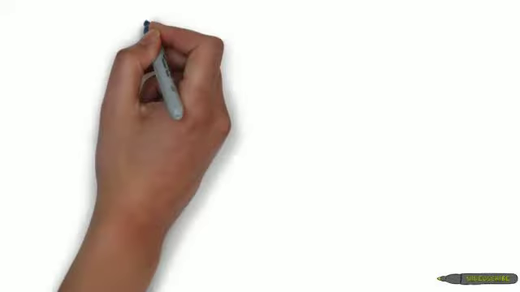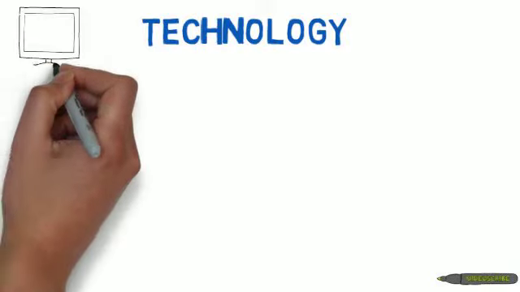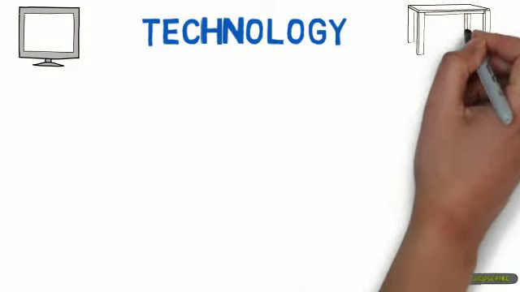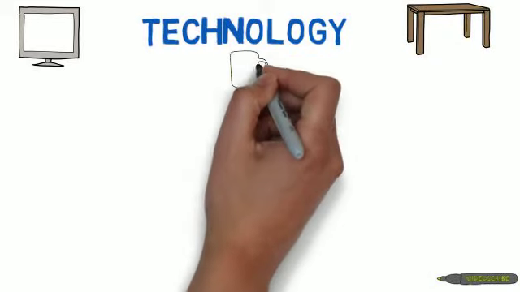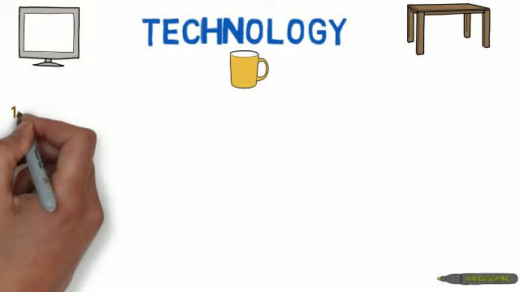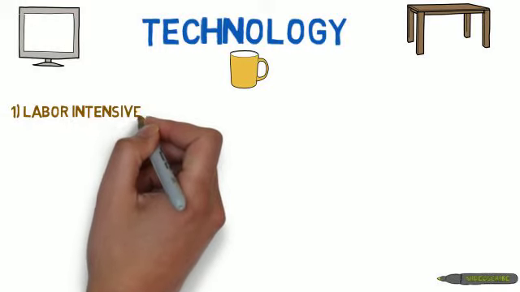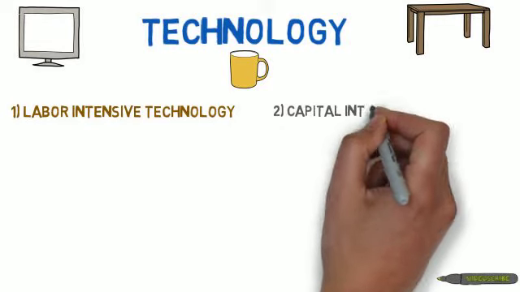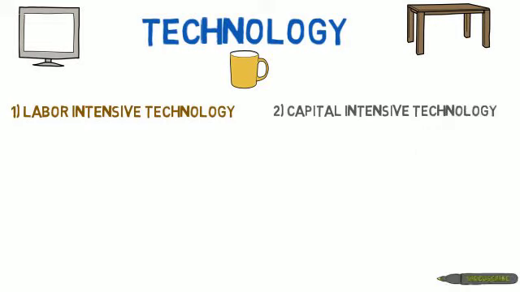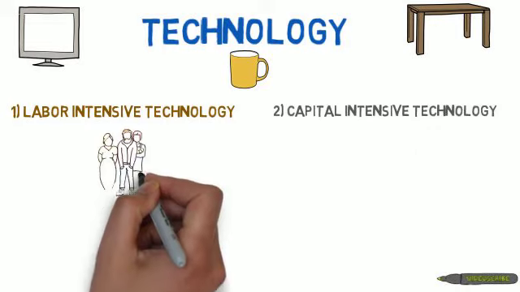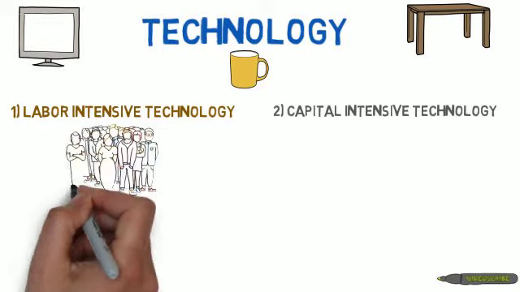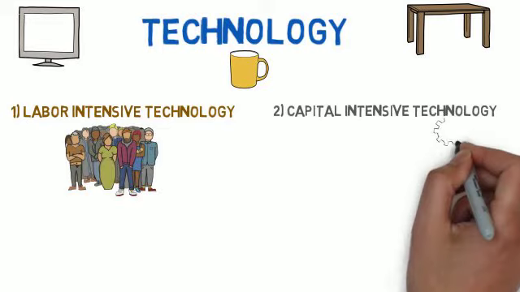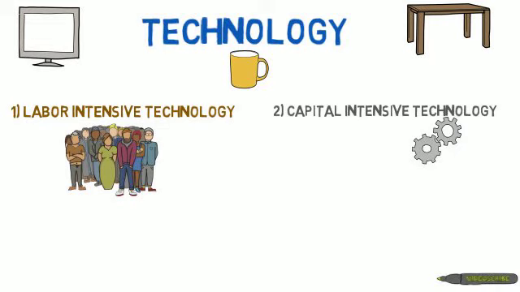Alright, let's move on to another aspect of production, which is the technology chosen by the producers. As producers, regardless of whether you are producing computers, table sets or even coffee, you still need to choose the type of technology to produce. In general, there are only two types of technology used by producers. It is either labor-intensive technology or capital-intensive technology. Labor-intensive technology is a process in which people do most of the production work, while capital-intensive technology is where the machines and equipment do the production work.